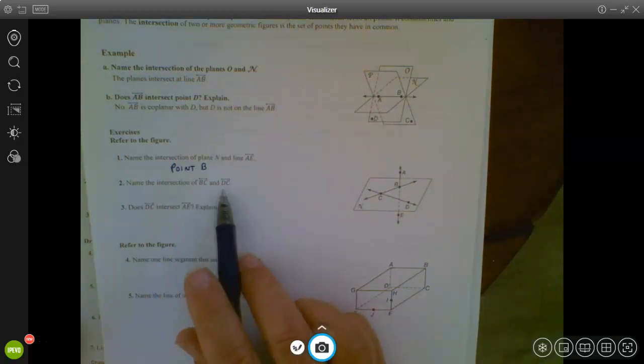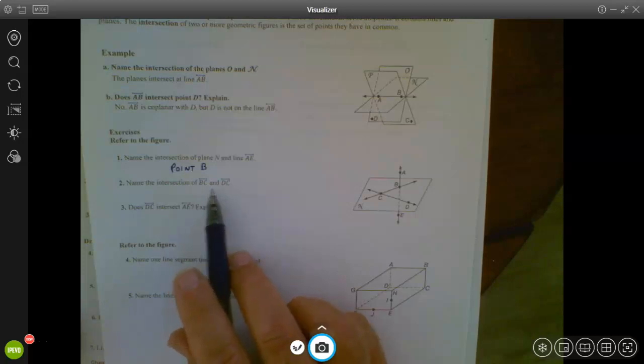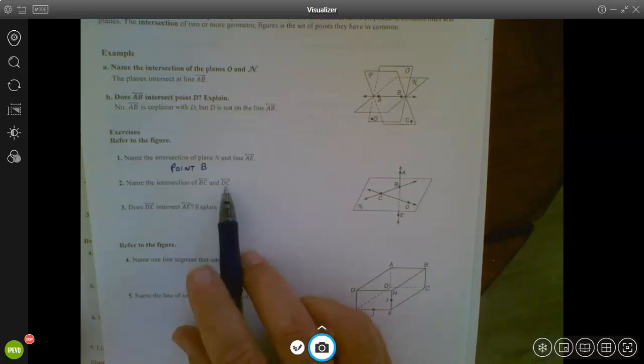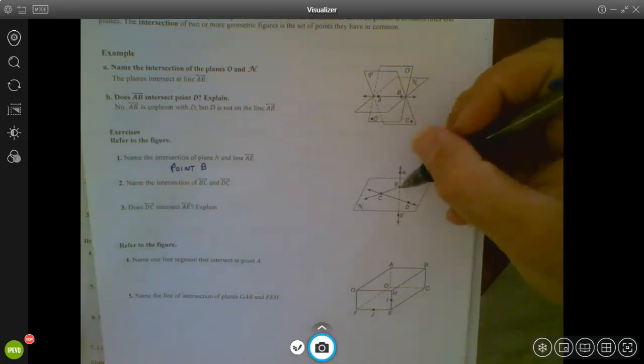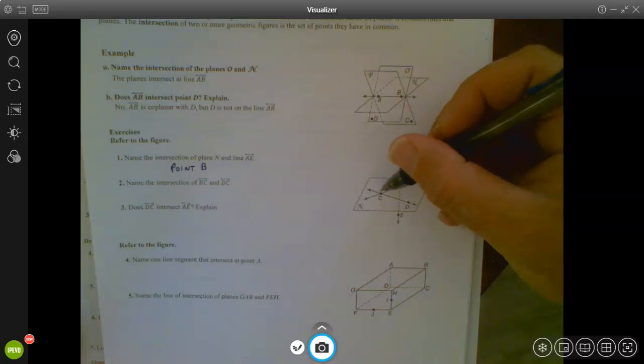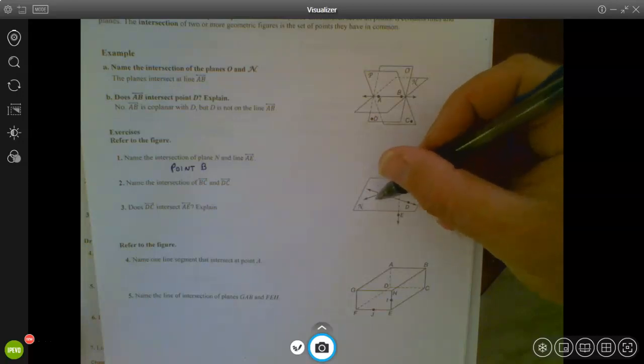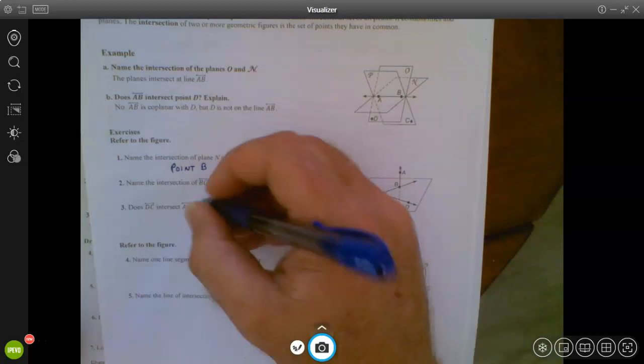Anytime two lines intersect, like we've already talked about, two lines intersect at a single point. So BC, which is this one right here, and DC, which is this one right here, you can see they intersect right here at point C. So they intersect at point C.